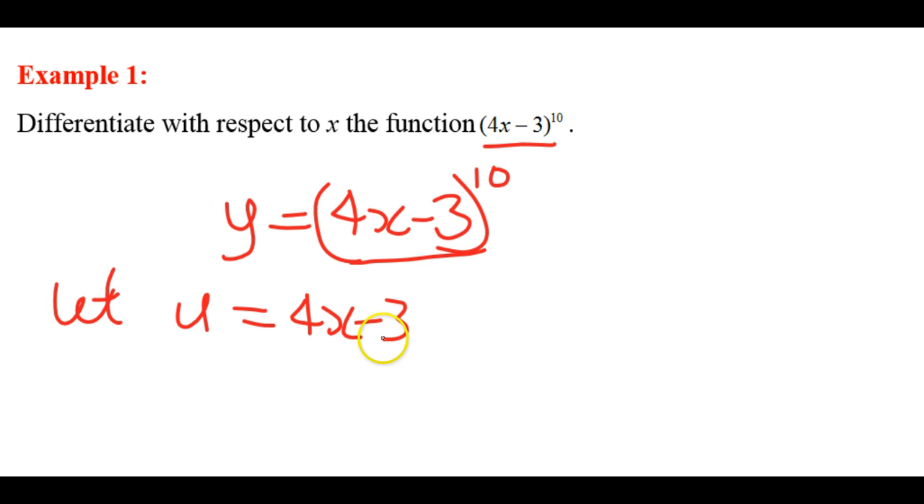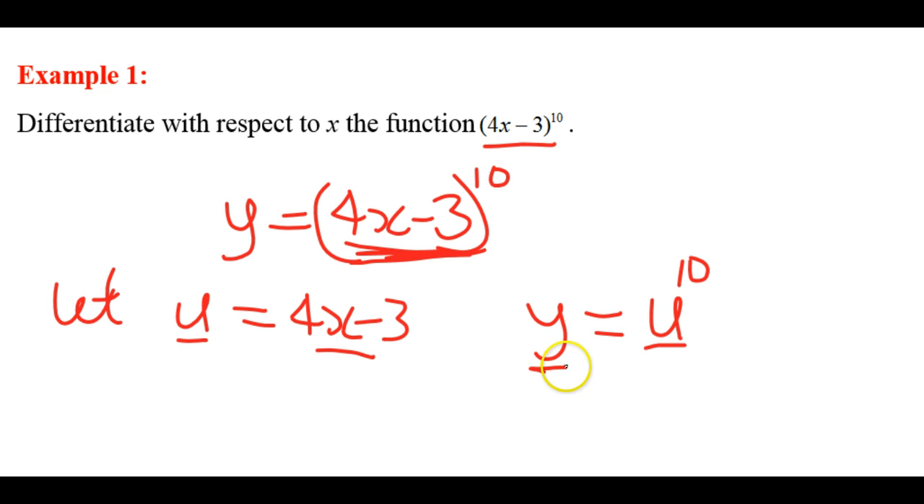In that case, we can write our y to be equal to, instead of writing 4x minus 3, we can say u to the power 10, because we've already established that we let this one be equal to u. And so we have these two functions here: a function of u with respect to x, and a function of y with respect to u.